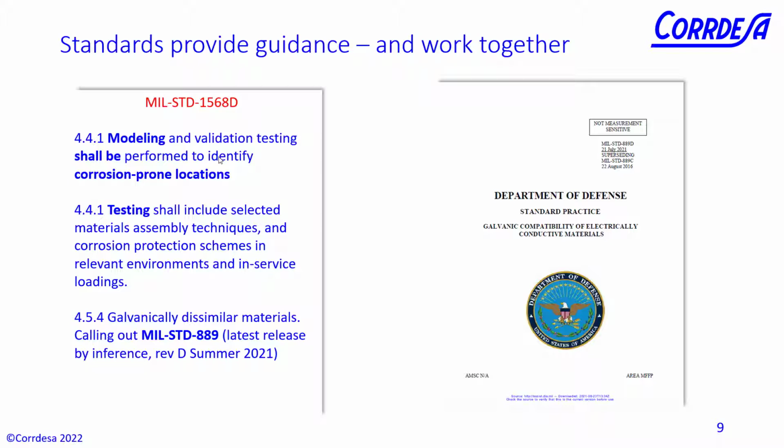What I take away from this is that before you can do any testing, you need to know what sub-assemblies or assemblies to build for your physical tests. And that's done through computational modeling. I'm going to show how we use computational modeling to highlight these corrosion-prone locations and guide the design of our test systems.